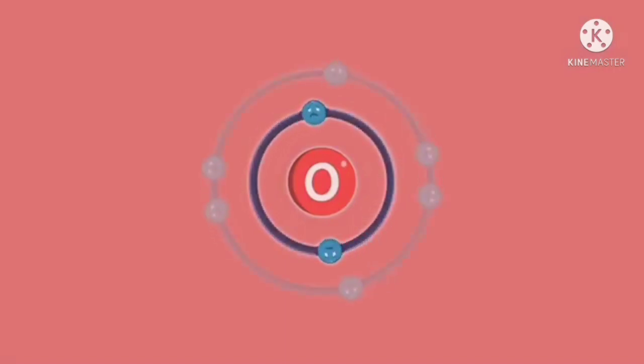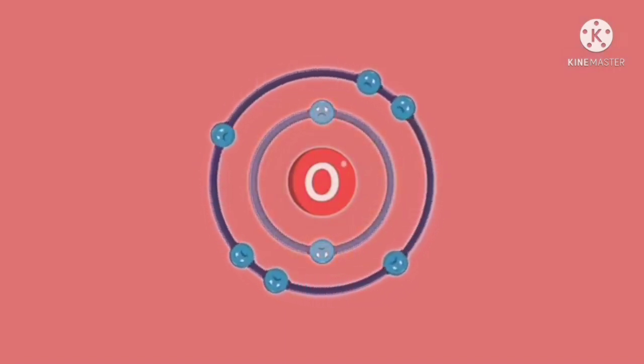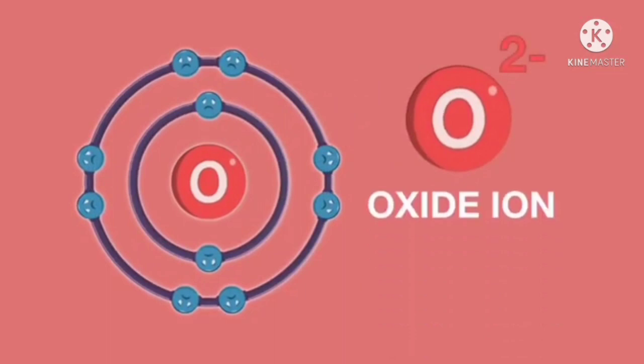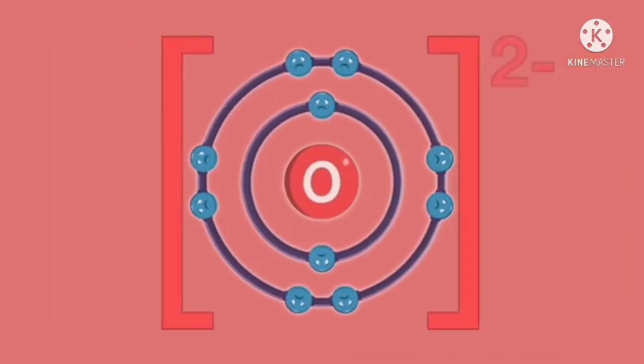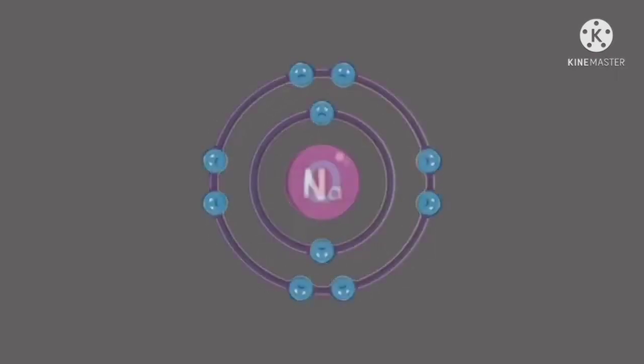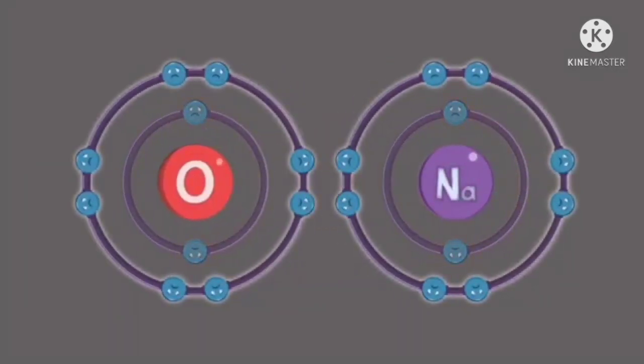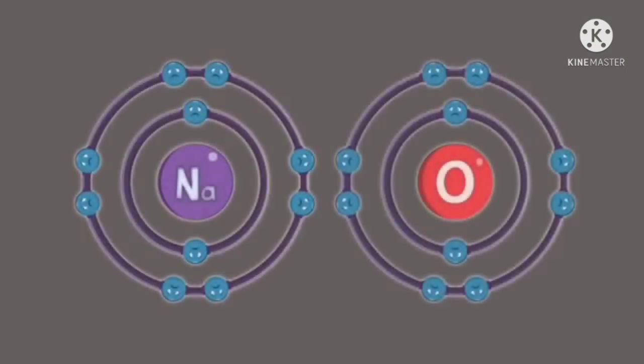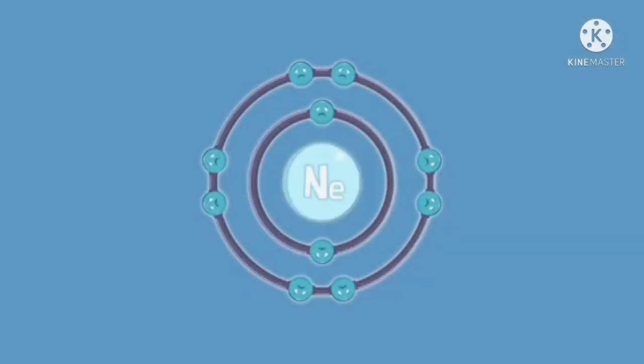Take the example of oxygen. You know oxygen's atomic number is 8. In the outermost orbit, 6 electrons are there. Now if it wants to become stable, it has to gain 2 electrons. As it is gaining electrons, it becomes negatively charged. Okay, see here I am showing you sodium and oxygen. For oxygen, gaining electrons, 2 minus. For sodium, plus is given. Why? Because it is positively charged.